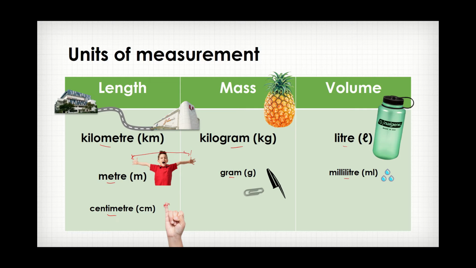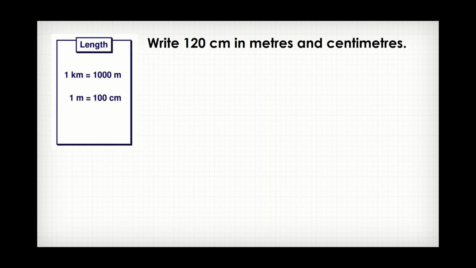Now, today we want to learn how to convert units of measurement. Let's start with some examples. On the left, we have our conversion table. Do you recall that 1 meter is equal to 100 centimeters? This is also to say that 1 meter is 100 times as long as 1 centimeter. 1 kilometer is 1,000 times as long as a meter.